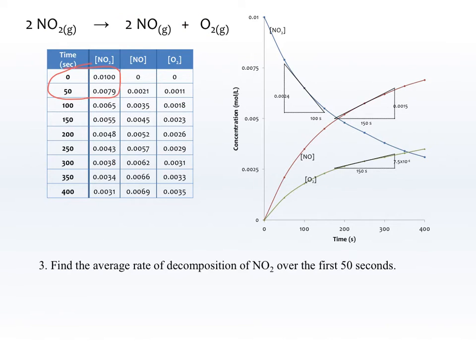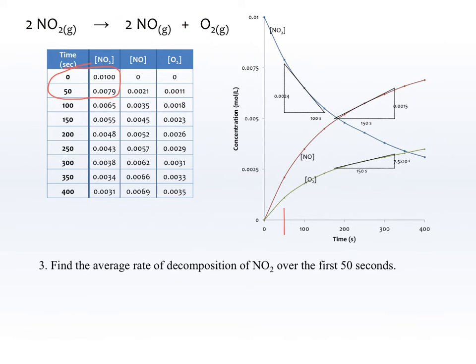Let's look in the chart. I'm not going to look on the graph for this one because there's really nowhere on the graph for 50 seconds, so I can't really tell what the concentration of oxygen is over the first 50 seconds. Oh, there's the point on the graph. It's right there. No, I'm not even sure. So anyway, I'm not going to use the graph for this because I can't tell where 50 seconds is on the graph, but I can certainly tell where 50 seconds is on the chart.